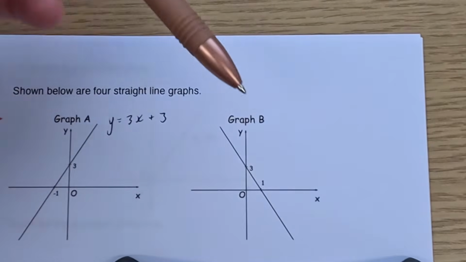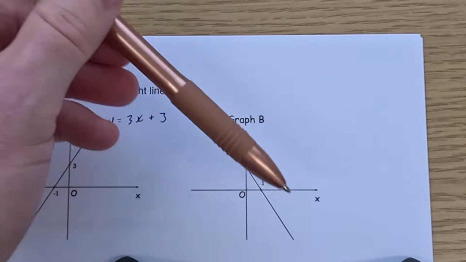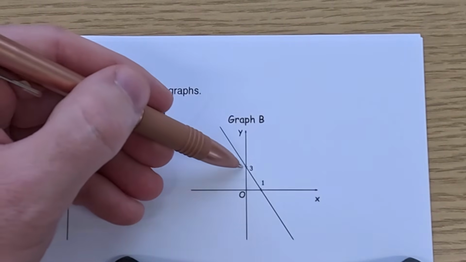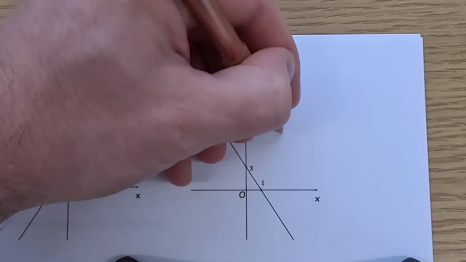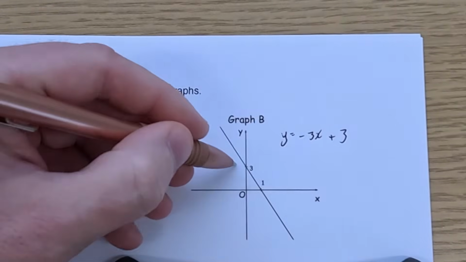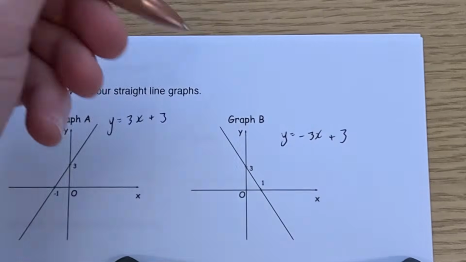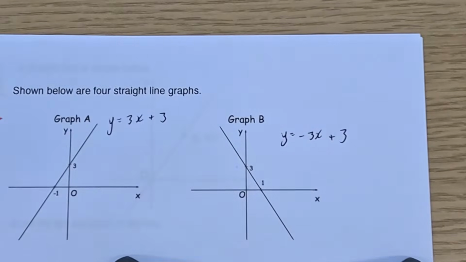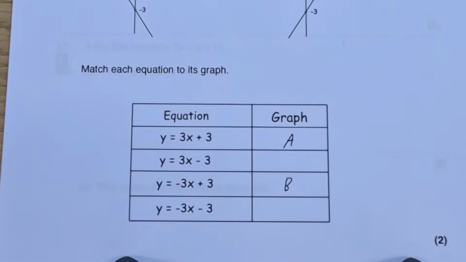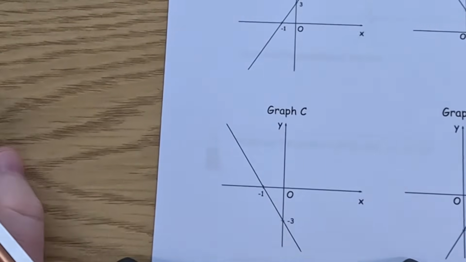Okay, now let's have a look at graph B. Graph B has a negative gradient this time. So the gradient of this line is going to be negative 3, it goes across 1 and down 3, and it crosses the y-axis at 3. So this equation will be y equals minus 3x plus 3. It crosses the y-axis at 3, so it'll be plus 3, and it's got a negative gradient, so it's going to be minus 3x. So y equals minus 3x plus 3, that would be this one here, so that one's graph B.